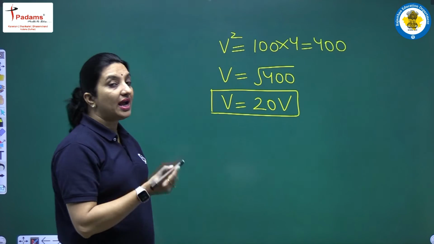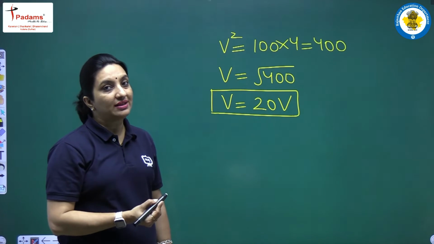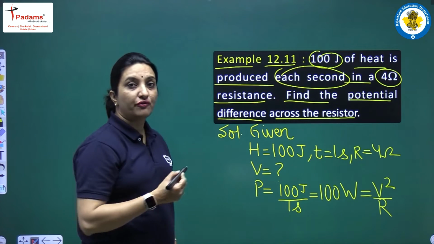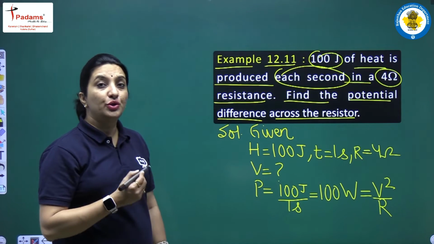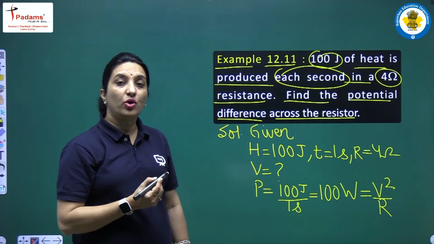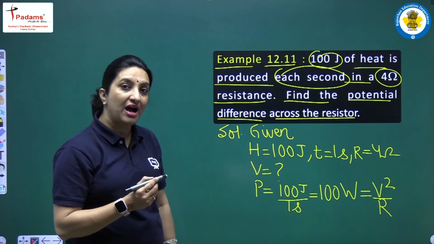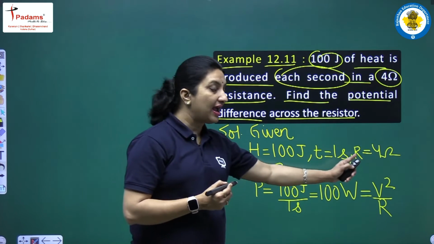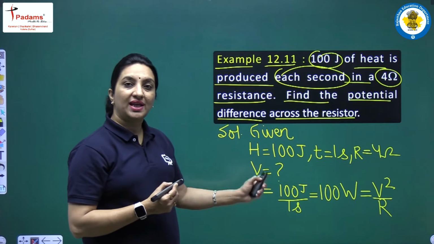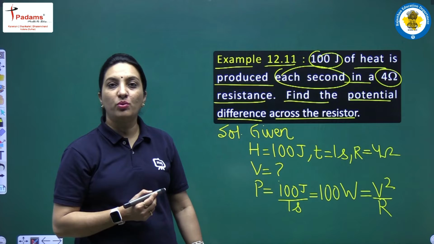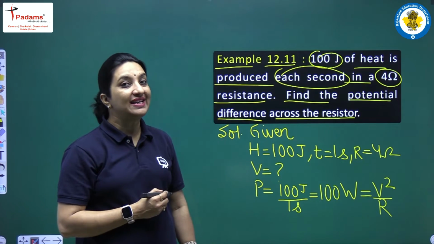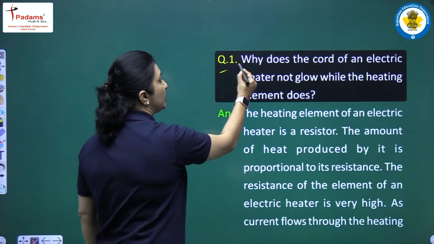Now students, here I used one method. You can use another method also, since H was given, T was given and R was given. So from here we could calculate I using the formula H is equal to I square R T. Then again using R and I we could calculate V using Ohm's law. So students, there can be many ways of solving a numerical problem. I have used one way, you can use some other way also. Now let's see the next problem, which is question number 1.